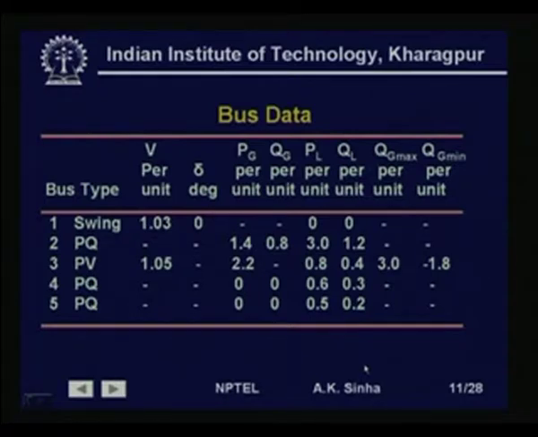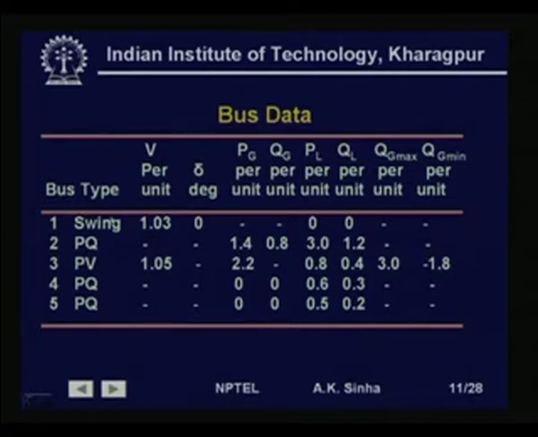Now, for this system, suppose we are given the data. Normally we have two kinds of data for this system which we require for the power flow solution. The data is in the form of bus data and line data. Now, let us see what is generally given in bus data. In bus data we have, of course, the serial numbers, and then we have the bus types. Bus types are swing bus or PV bus or PQ bus.